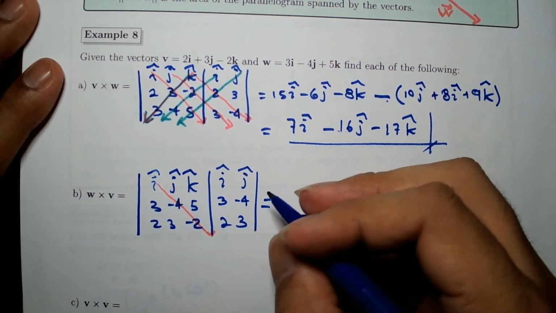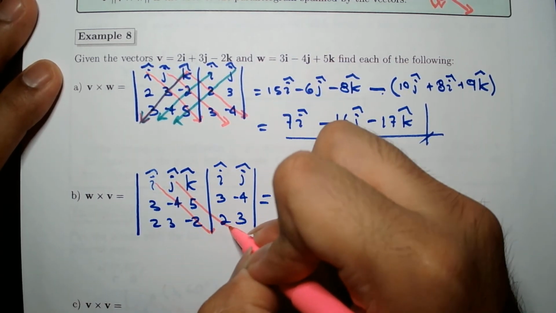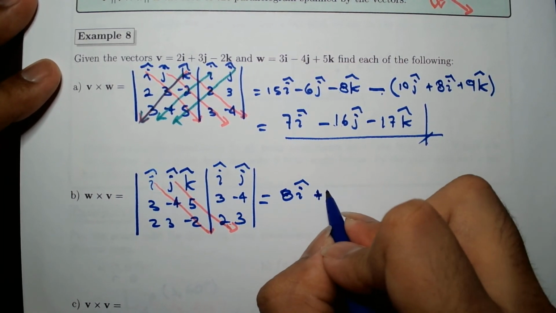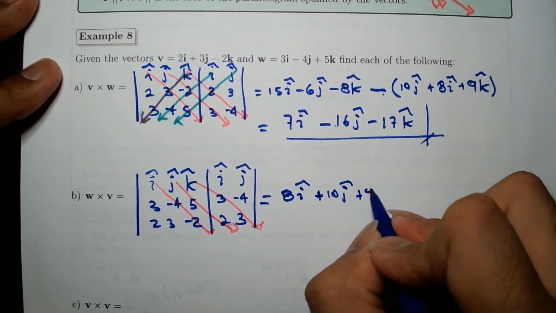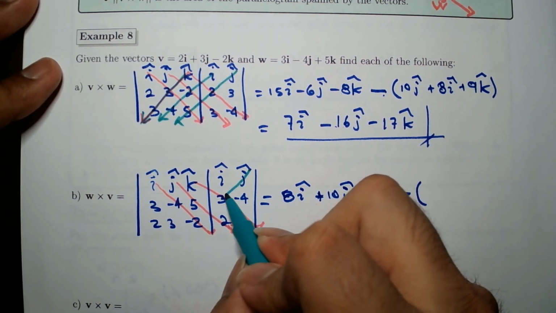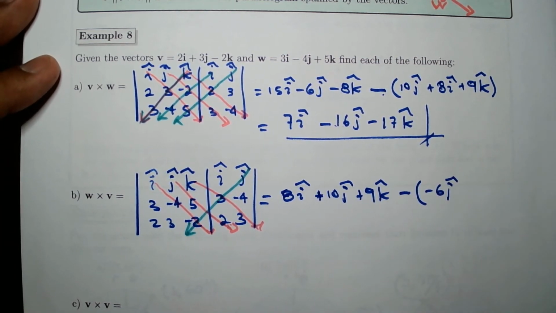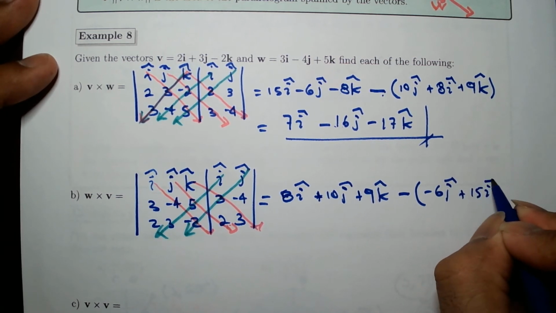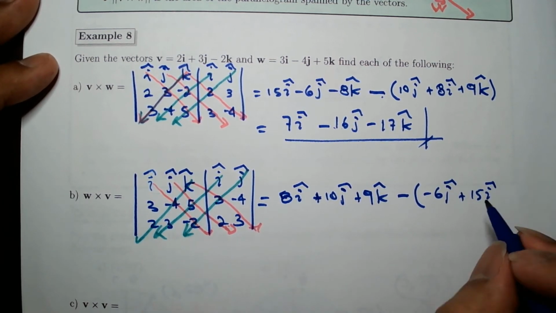Negative 2 times negative 4, that's positive 8i. And then 5 times 2 times j, that's going to give us 10j. And then k times 3 times 3, that's 9k. And then I'm going to subtract the multiplications in the backwards direction. So j times 3 times negative 2, that's negative 6j. i times 5 times 3, that's 15i. And last but not least, k times negative 4 times 2, that's negative 8k.